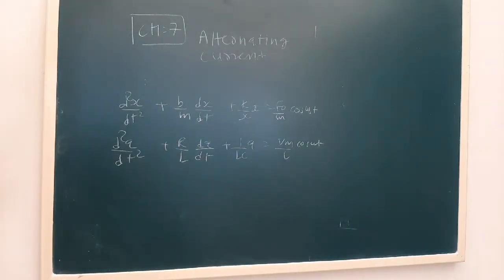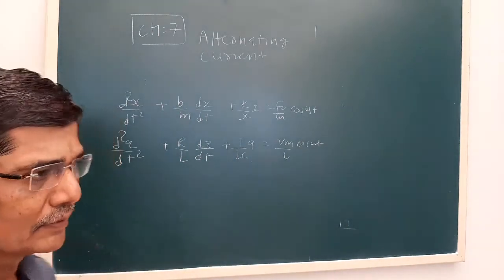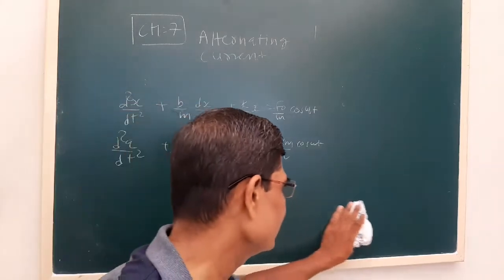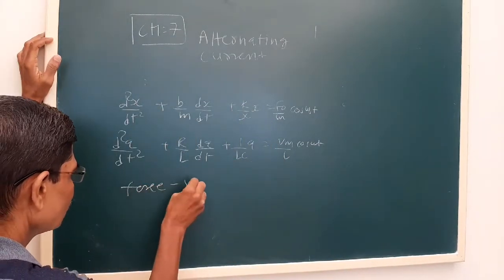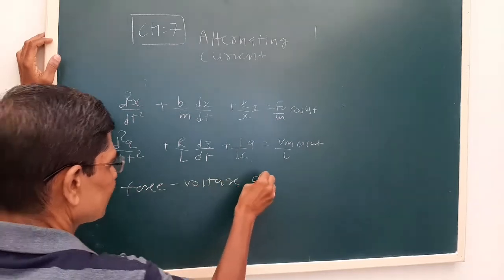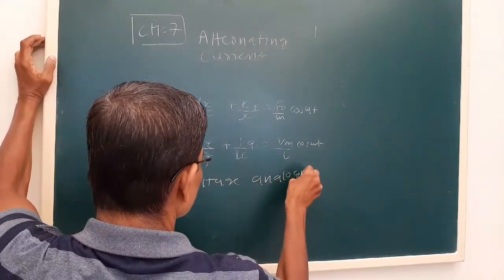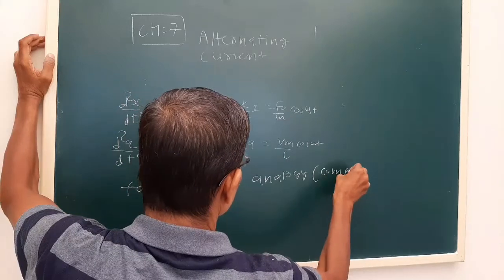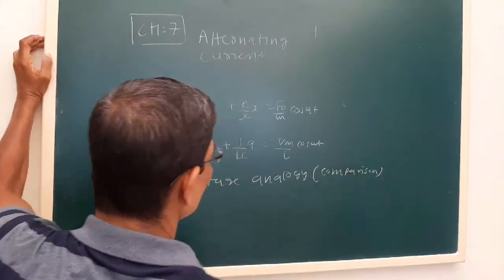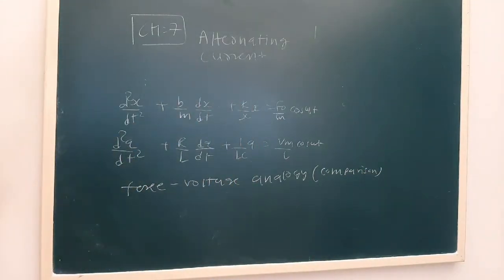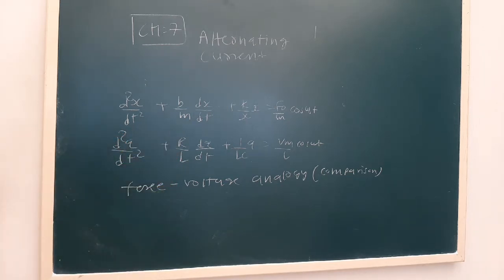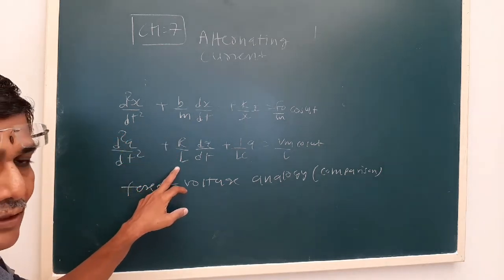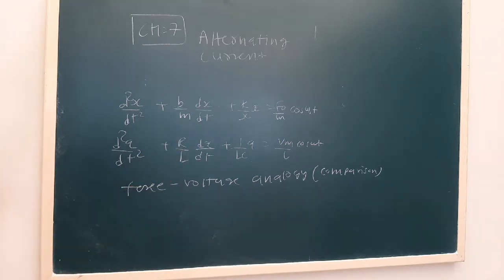We see some analogy or comparison. This is basically called the force-voltage analogy. Now see what we can see here. L corresponds to M. L is an inductor that corresponds to mass.